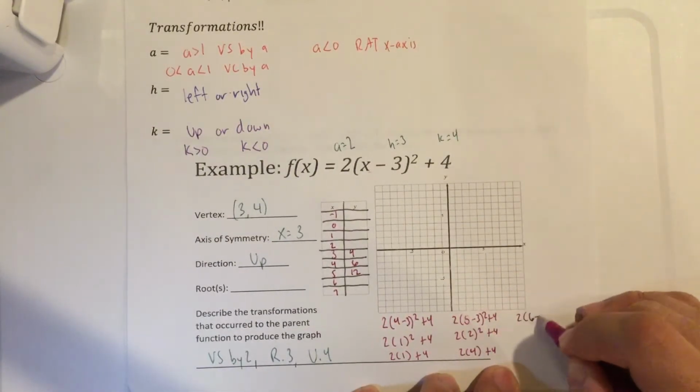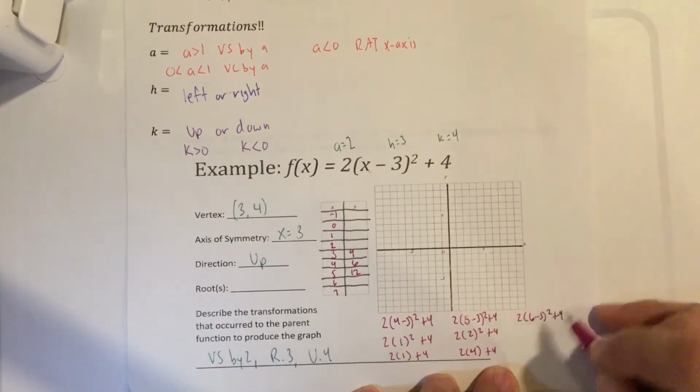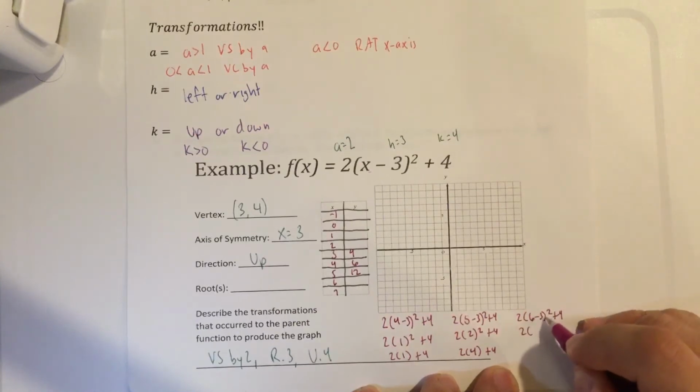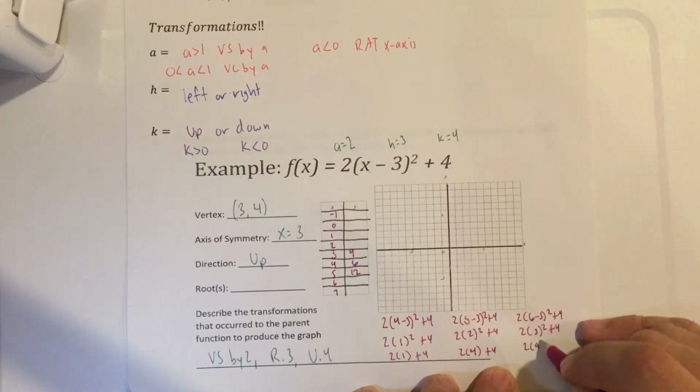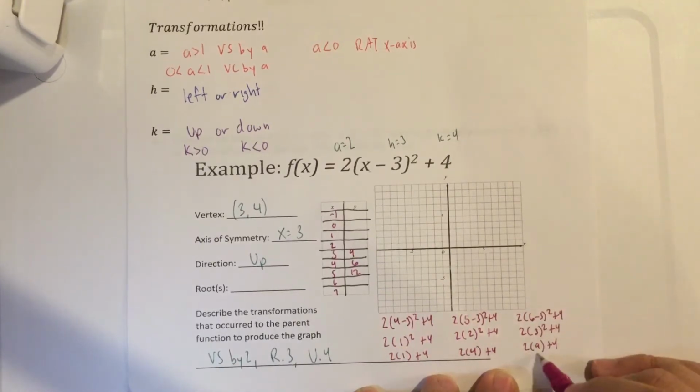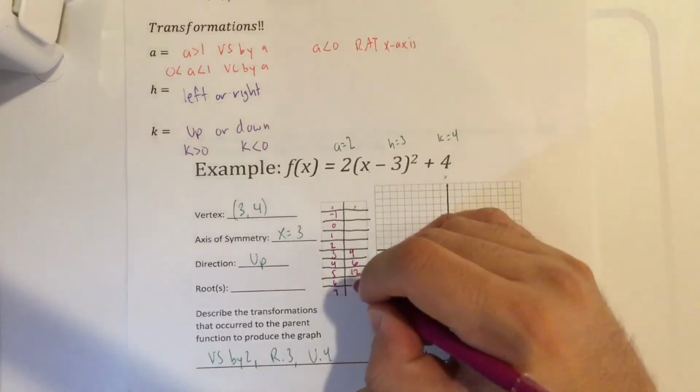2 times 6 minus 3 squared plus 4. 6 minus 3 is 3. 3 squared is 9. So 2 times 9 is 18. 18 plus 4 is 22.